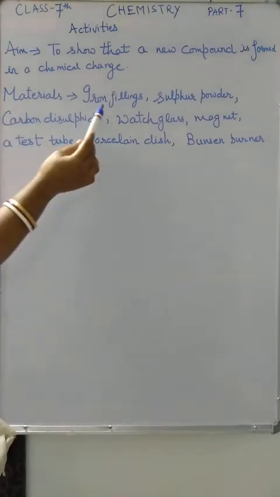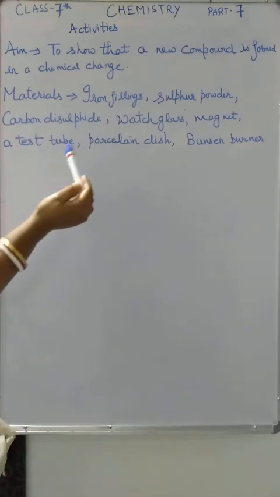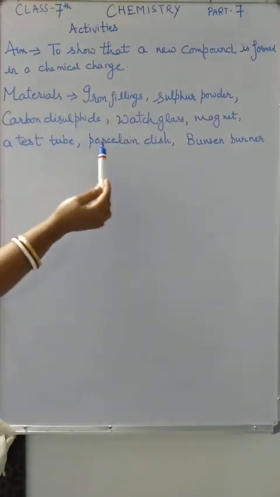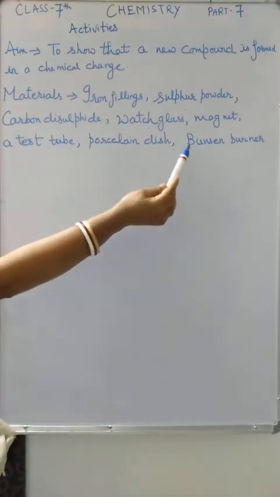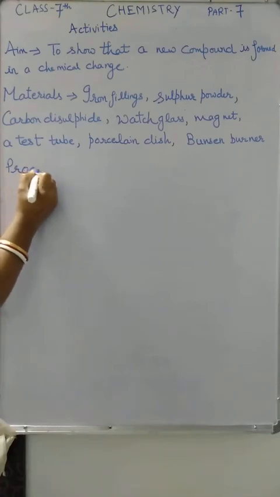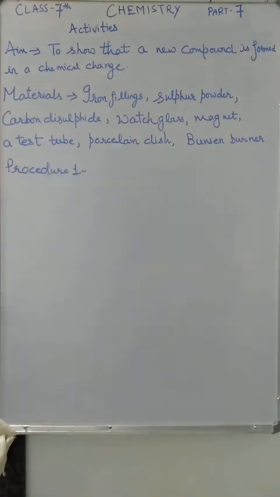They are iron filings, sulfur powder, carbon disulfide, a watch glass, a magnet, a test tube, a porcelain dish and a Bunsen burner. These are the materials which you require. Now, in this activity many procedures are there. So first one, procedure number 1. In this, what you have to do?